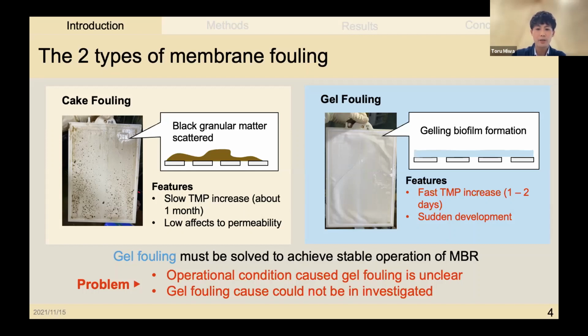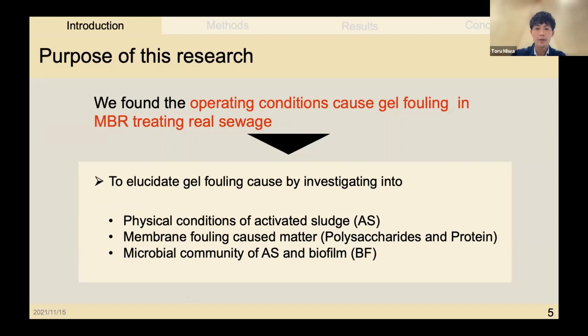But the problem is that the operating conditions of gel fouling are unclear, and the cause of gel fouling could not be investigated. So gel fouling research has been conducted using model gels. In our group, we discovered operating conditions which cause gel fouling in MBR treating real sewage. Therefore, using this method, we elucidate the gel fouling cause by investigating the physical conditions of activated sludge, membrane fouling causing matter, and the microbial community of activated sludge and biofilm.